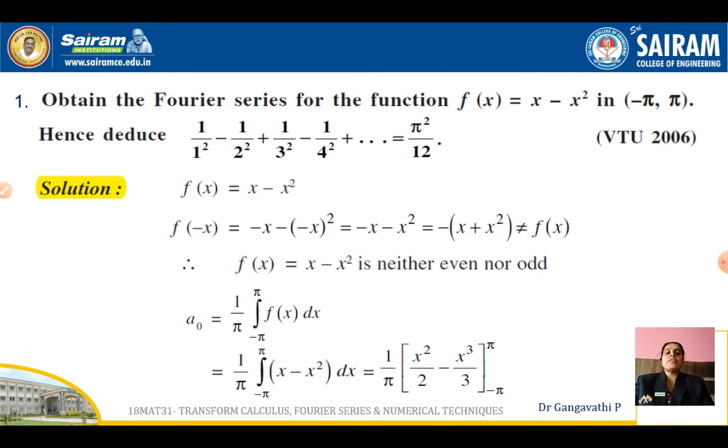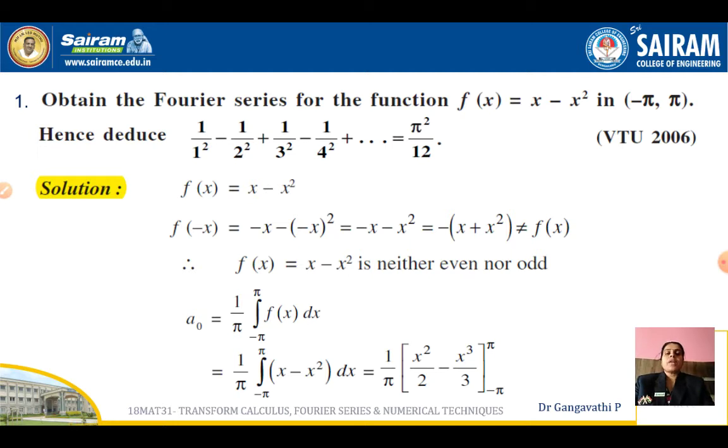So let us see a few more examples. Obtain the Fourier series of the function f of x is equal to x minus x square in the interval minus pi to pi, and hence deduce that 1 by 1 square minus 1 by 2 square plus 1 by 3 square minus 1 by 4 square and so on equals pi square by 12. This question has been asked in the VTU examination in the year 2006, and in other years also. Only a few I could mention here.